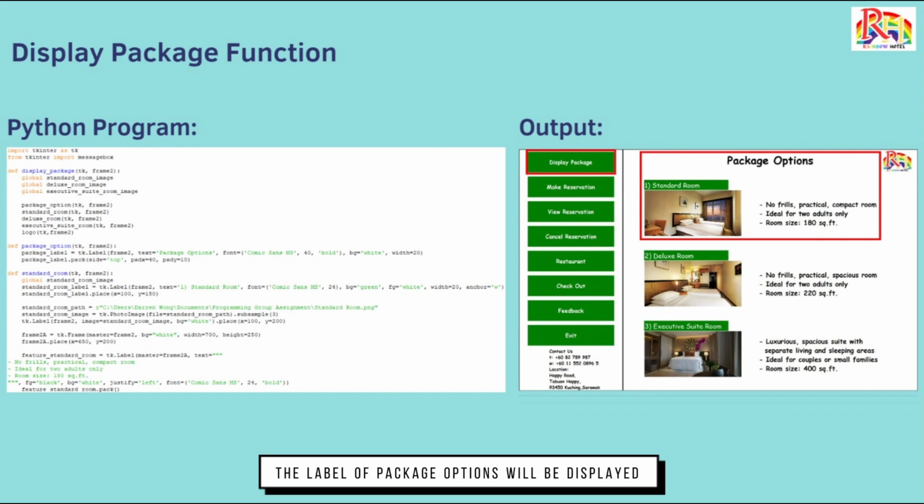The label of package options will be displayed at the top of the section. The images for each room package will be shown at the left side, followed by the package features. For the package features, we use the command justify equals left to make all the features align to the left, just beside the images. Now I'll be passing to Darren to explain the next part.